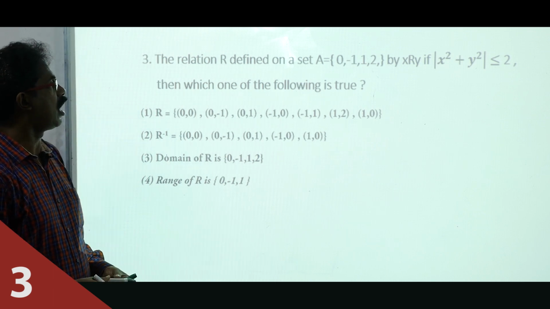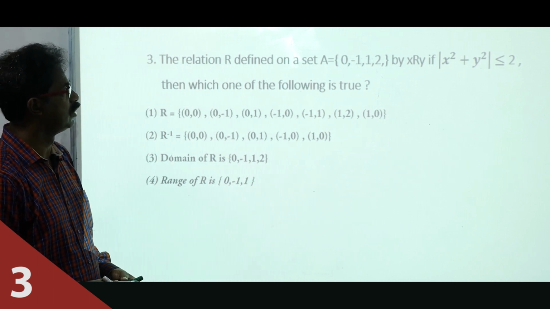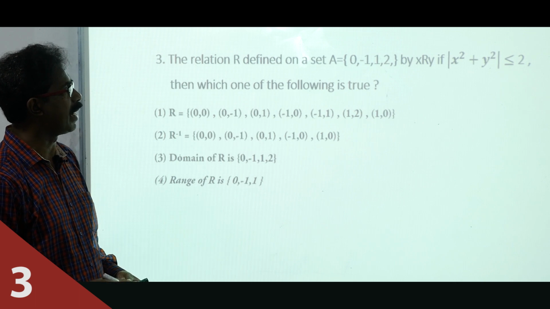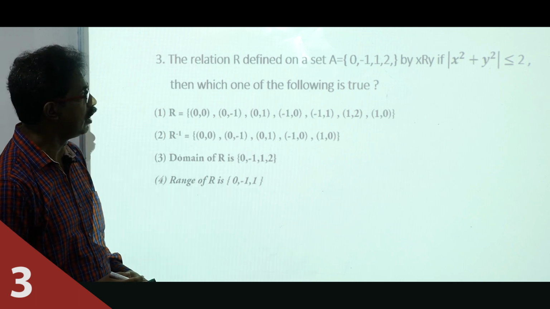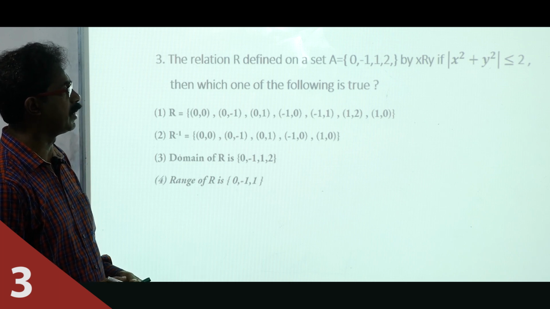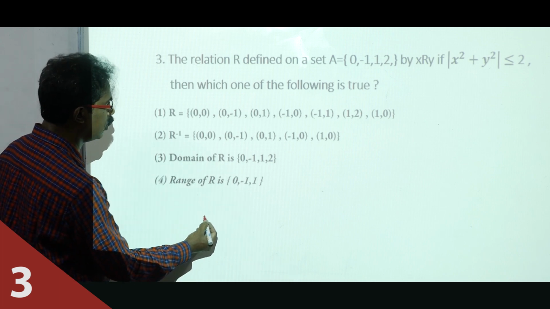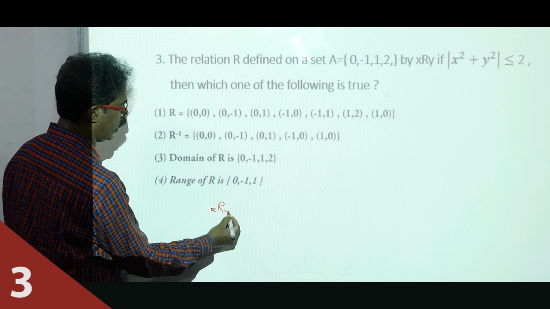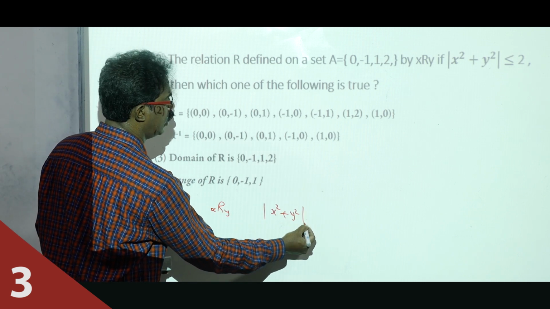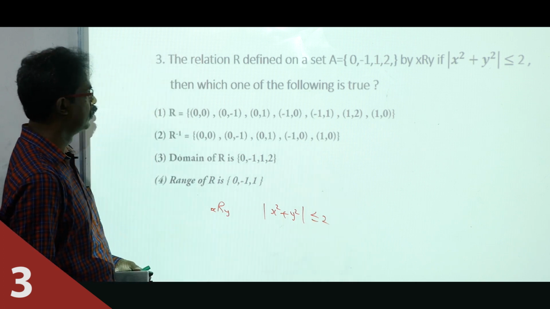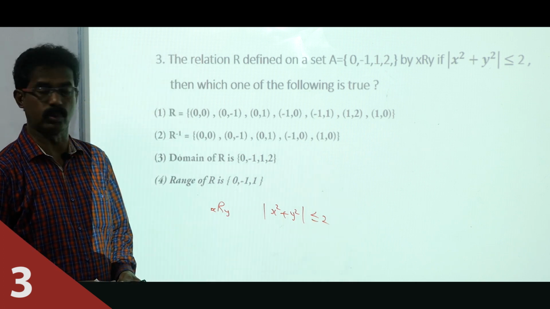The relation R is defined on the set A equal to {0, minus 1, 1, 2}. X is related to Y if modulus of x square plus y square is less than or equal to 2. We can say x is related to y. The condition is modulus of x square plus y square less than or equal to 2. Then which one of the following is true?